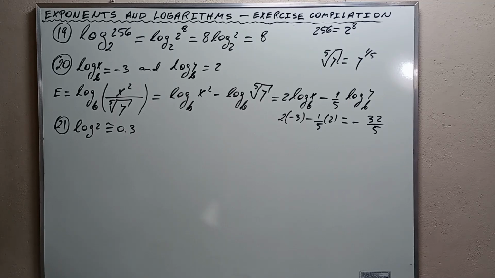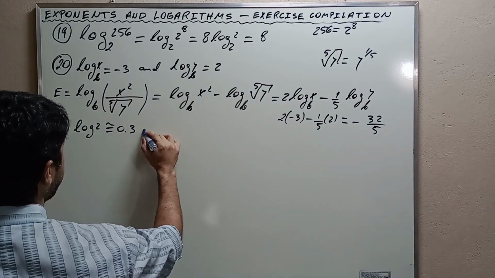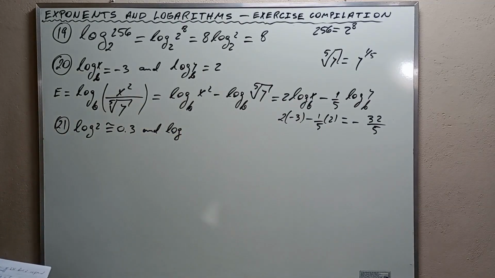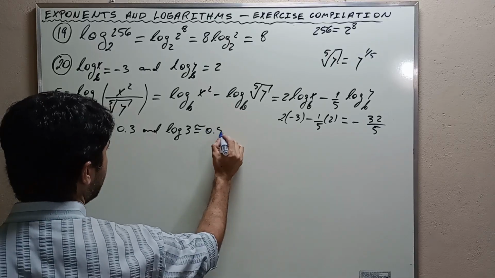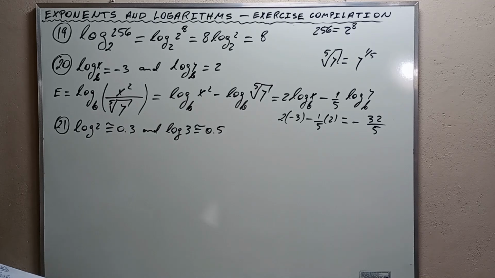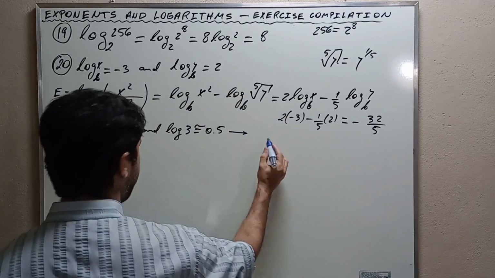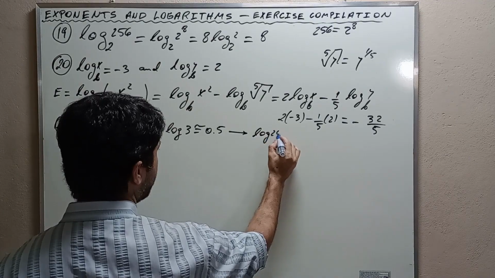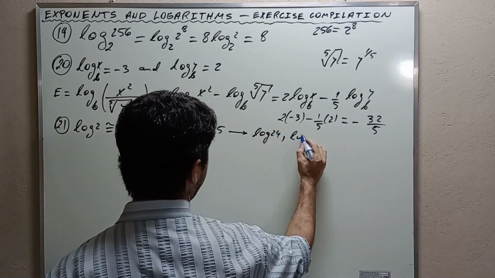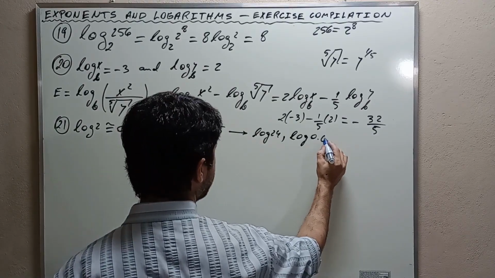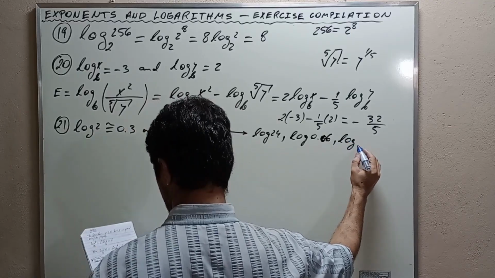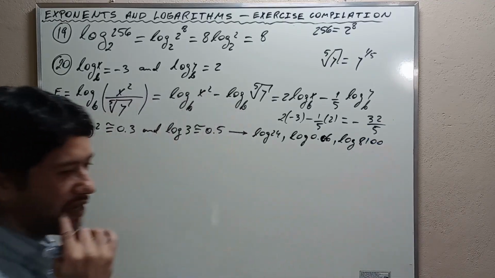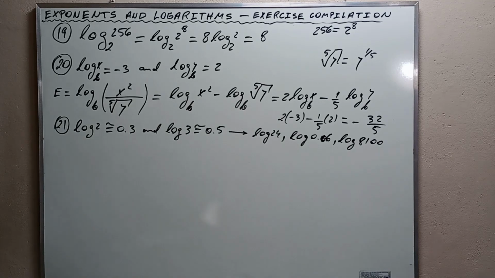The exercise said this, and if the logarithm base 10 of 3 is approximately equal to 0.5, calculate the approximate value of the logarithm of 24, the logarithm of 0.06, and the logarithm of 8,100. Okay? Let's go to the solution.